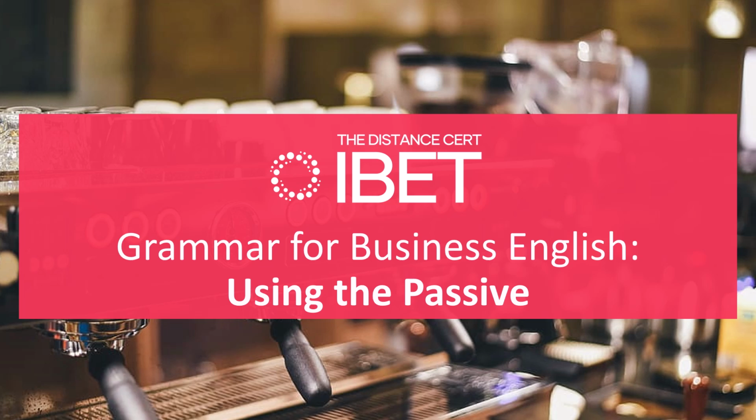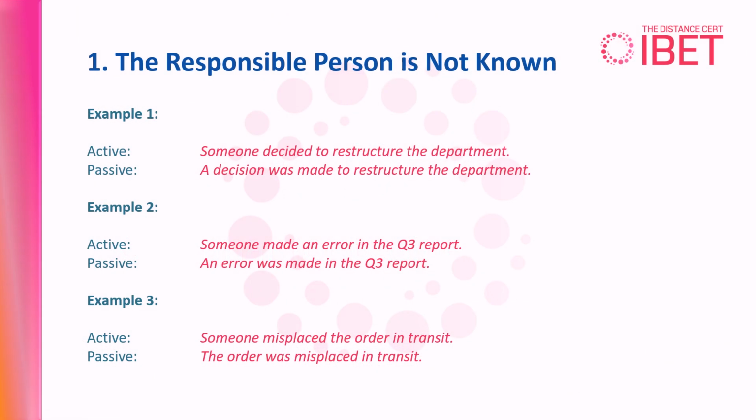Being able to use the passive is essential for communication in business English. Here, we will look at 6 major uses of the passive. Number 1. When the person responsible for something is not known, we can use the passive.